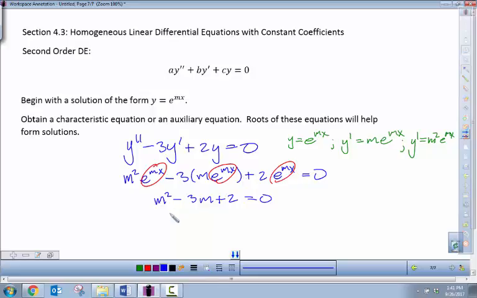Solve for m. You can use the quadratic formula, or you can factor, and if it's easy enough to factor, why not do that, right? m minus 2, m minus 1. So what are your roots? m equals 2, m equals 1. And your solutions are supposed to be e to that power.